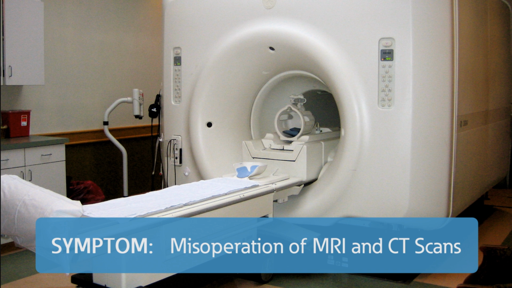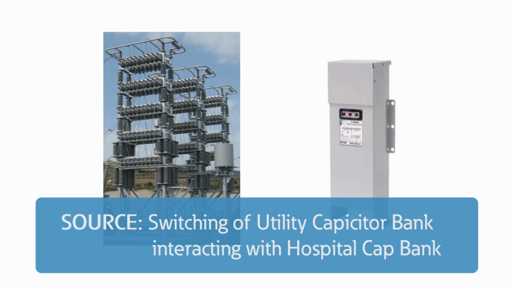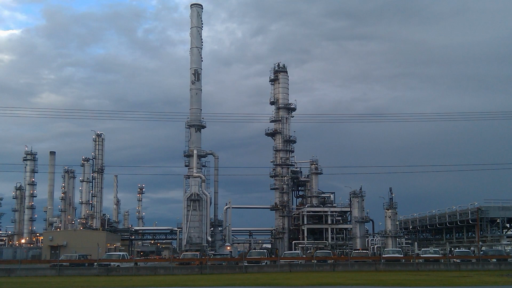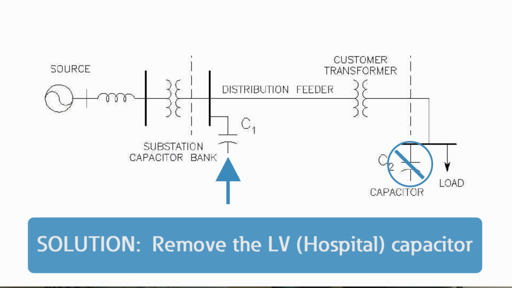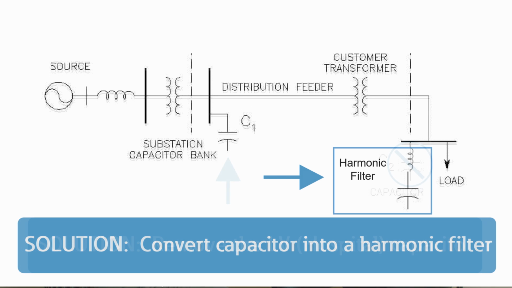So did you just apply a surge protector? No, in this case, it required some detailed analysis. The symptom of the case was the misoperation of MRI and CT scanners when the switching occurred, causing disruption and sometimes physical damage. The source was the utility cap switching, but it was related to the low voltage cap in the hospital. We've seen this in other facilities like refineries and industrial plants using power factor correction caps. The solution was either remove the low voltage cap or make it into a detuned filter to move its resonant point so that it wouldn't amplify the transient.